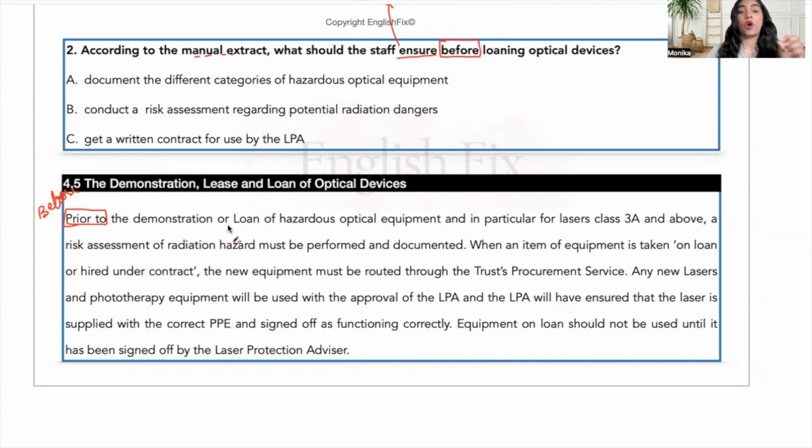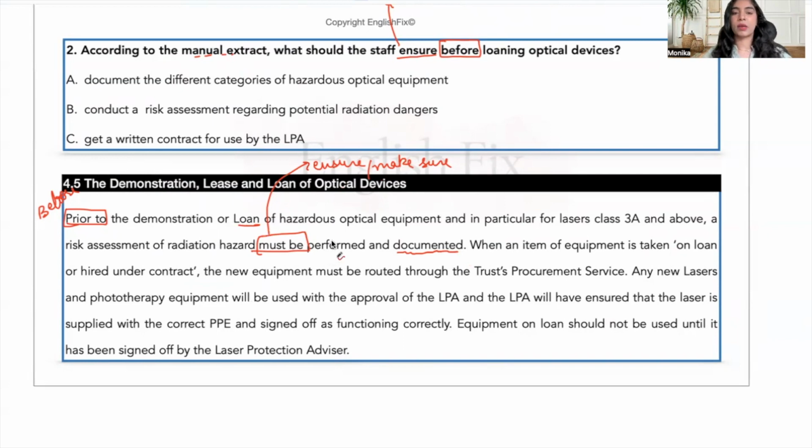So before the demonstration or loan, so this is what I'm concerned about, or loan of hazardous optical equipment, and in particular, these kinds of things, right? A risk assessment of radiation hazard must be performed. Must be performed, must happen, ensure, make sure. The same meaning is there, right? Must be performed and documented. Documented is another word that you're going to see a lot in your reading, a lot in your speaking, and in your listening as well. In your listening, you're going to hear this a lot. Documented means that you're basically writing it down and making sure that it is properly written in some written form.